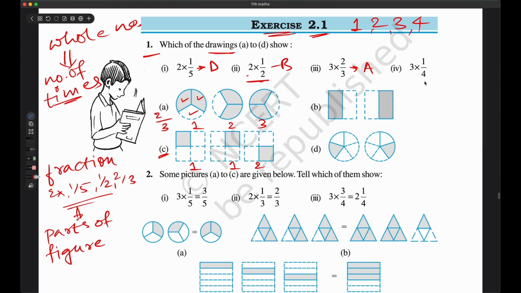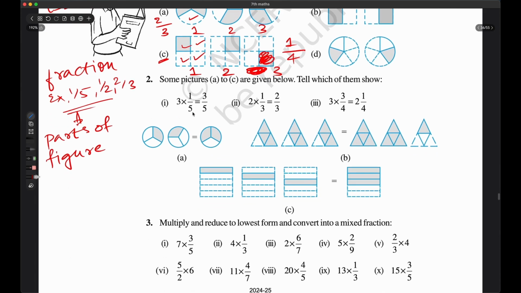And last one, that is 3 into 1 by 4, that is we are repeating the process 3 times, that is 1 2 and 3, and of 3 and 4 parts we are selecting one shaded part. So it is 3 into 1 by 4. So option C is the correct match.